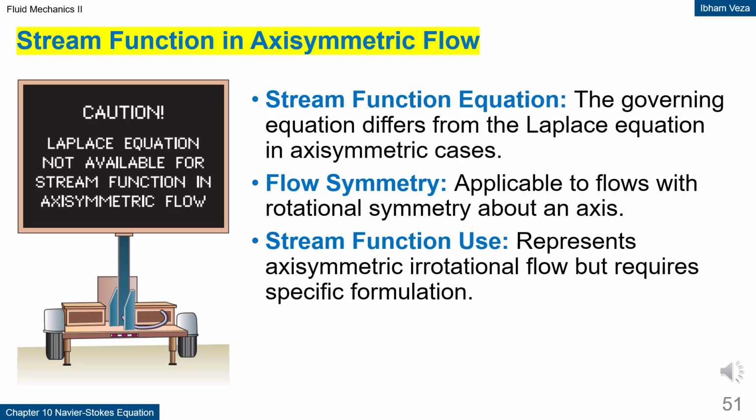Stream function in axisymmetric flow. In axisymmetric flow, a stream function can still be defined, but its governing equation differs from the two-dimensional case. This function is used to represent the flow pattern without an angular component. Even though the flow is irrotational, the governing equation is no longer the simple Laplace equation. This shows that geometric symmetry influences the form of the mathematical equations. This approach is still very useful for visualization and qualitative analysis.